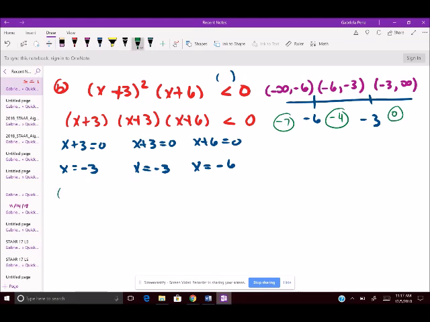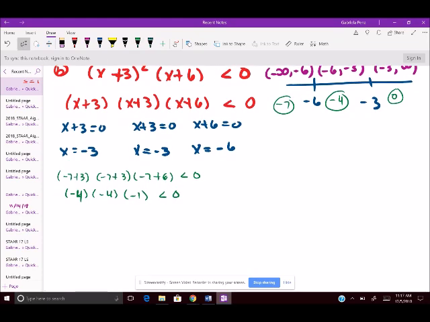So if I go here and I try -7 plus 3, -7 plus 3, -7 plus 6 should be less than 0. Well, what is -7 plus 3? -4 times a -4 times -7 plus 6? -1. Is this less than 0? Well, what is -4 times a -4? Positive 16 times a -1? -16 is less than 0. Is that true? Yes. So this one is one of my answers.